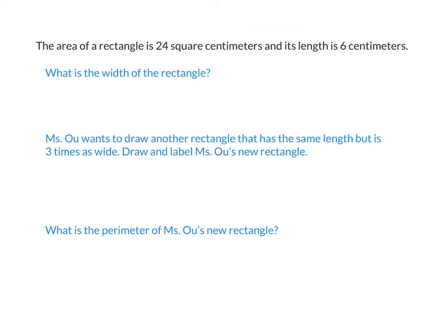Okay, take a moment to read this information to yourself. It says the area of a rectangle is 24 square centimeters. So right off the bat, we know that the area is 24 square centimeters. We don't know the length and the width yet, but we know that the area, the amount of space the 2D rectangle takes up, is 24 square centimeters. Then it tells us that the length is 6 centimeters. Take a moment right now to draw and label what you can about this rectangle.